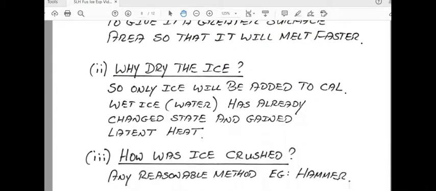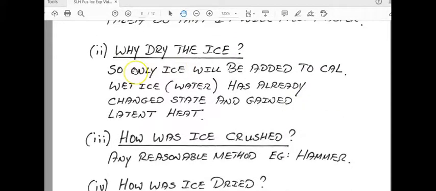Why was the ice dry? Why was there no layer of water around the ice? Well, so that only ice will be added to the calorimeter. Wet ice has a layer of water around it. It has already changed state, so it has gained latent heat. It cannot gain latent heat again.